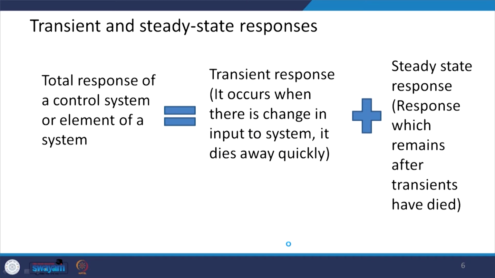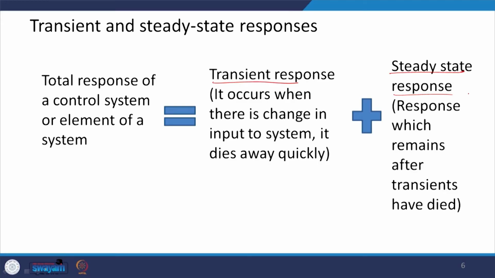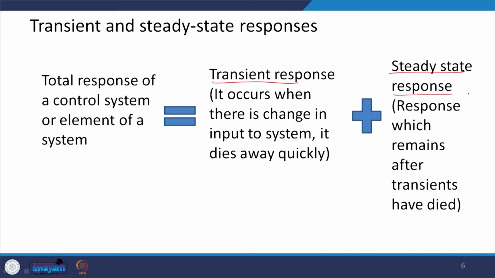Now, the total response of any system basically consists of the transient response as well as the steady state response. Transient response is the one which occurs when there is change in the input to the system and it dies away quickly, and the steady state response is the response which remains after the transients have died out.